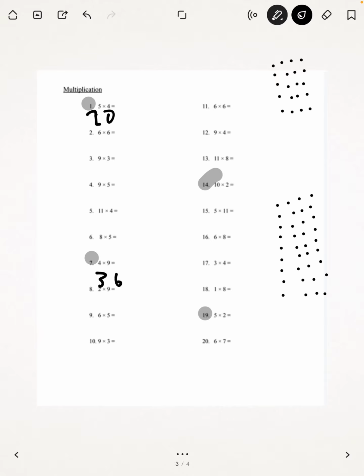Okay, 10 times 2. Multiples of 10 basically means you're saying 10, 20, 30, 40, 50, 60, 70, 80, 90, 100. You're just adding everything by 10. So it's going to be 10 times 2. You multiply it up, then left.